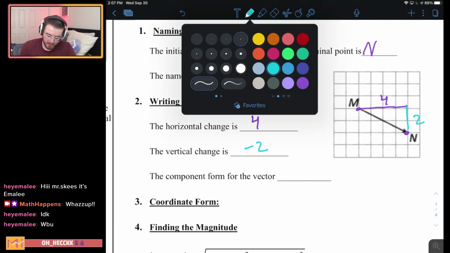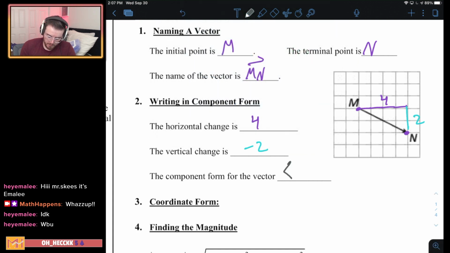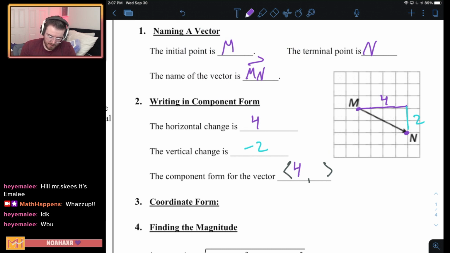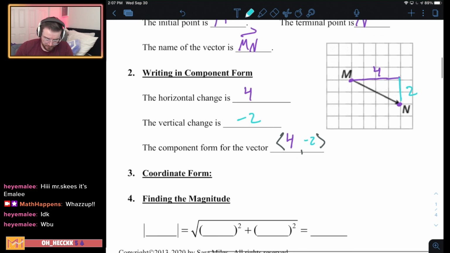So we would write the component form like this. And again, I'm thinking of vectors as directions. When I look at that vector MN, what's it doing? How's it traveling? It's going from M to N, right 4, down 2.